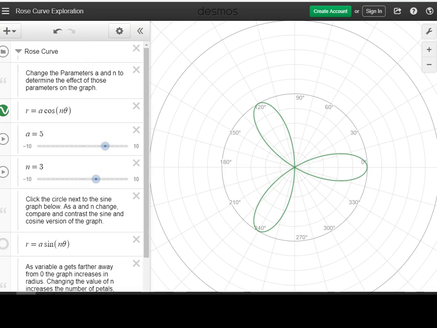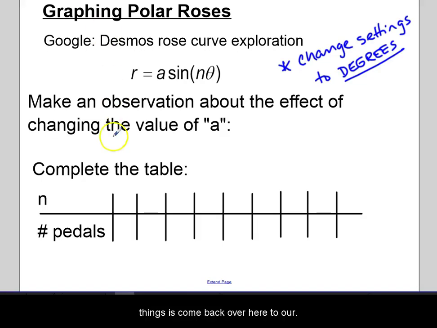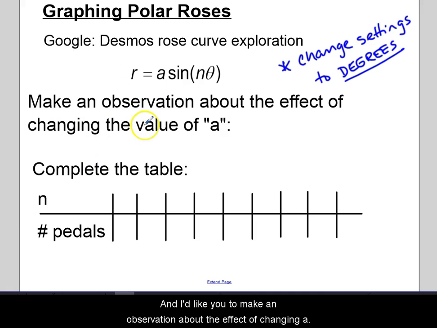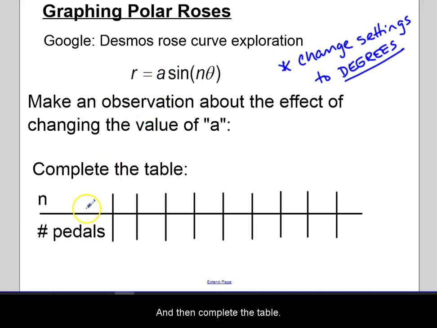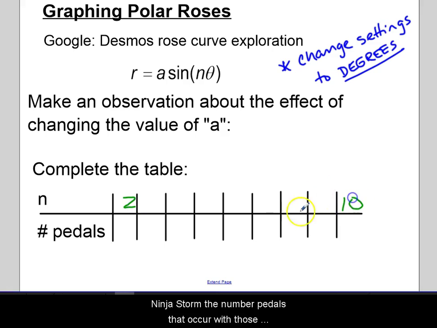And when you've finished playing around and kind of observed some things, let's come back over here to our table, and I'd like you to make an observation about the effect of changing a, and then complete the table for n equals, let's go from 2 up to 10. And then just fill in the number of petals that occur with those different values of n. Okay, play the recording when you're ready.